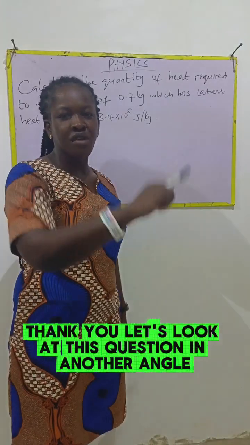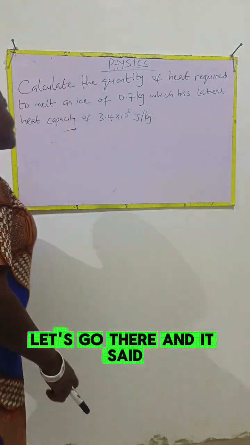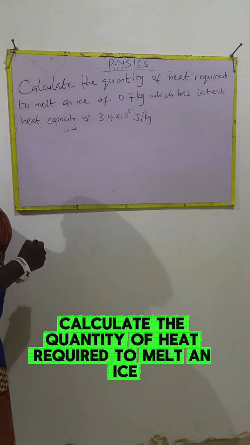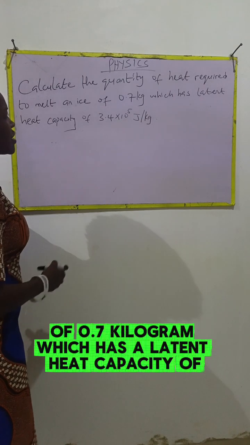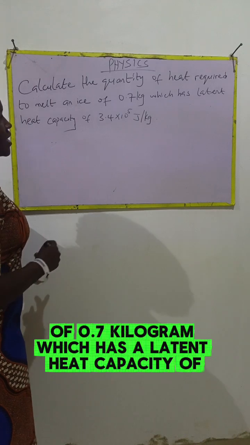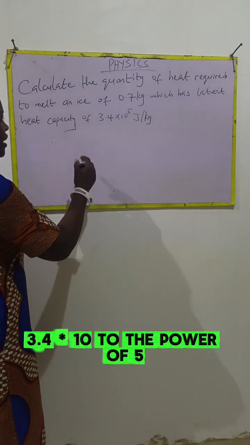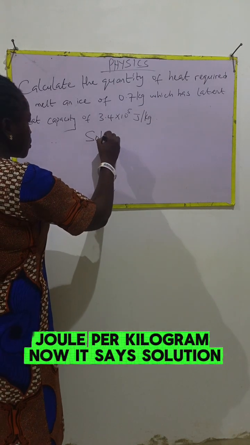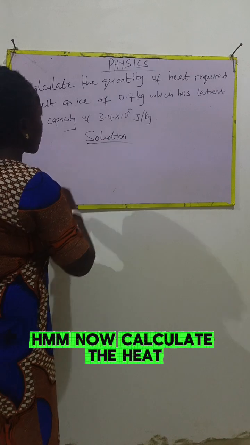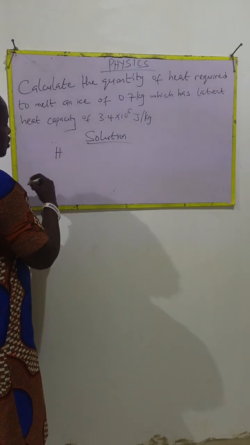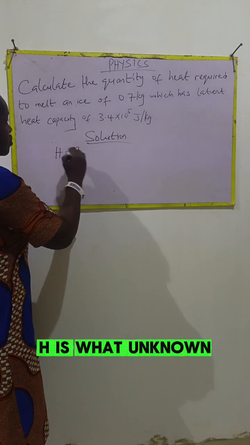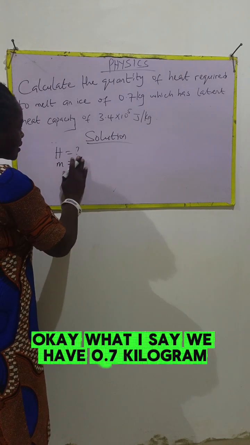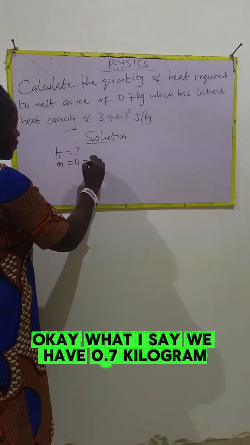Thank you. Let's look at this question from another angle. Let's go there. It said, calculate the quantity of heat required to melt an ice of 0.7 kilogram, which has latent heat capacity of 3.4 times 10 raised to the power of 5 joule per kilogram. Now it says solution. Now quantity of heat H is what? Unknown. Now mass here we have, okay, 0.7 kilogram.